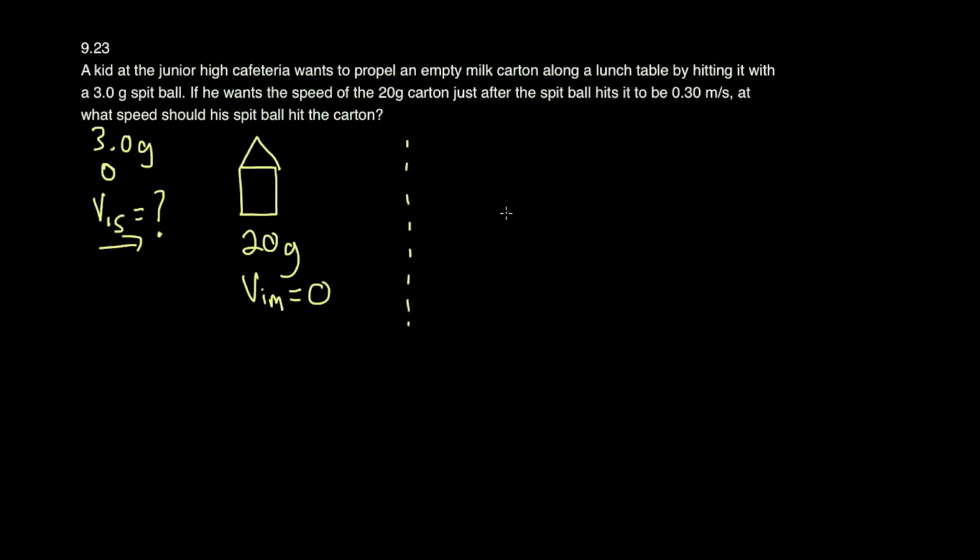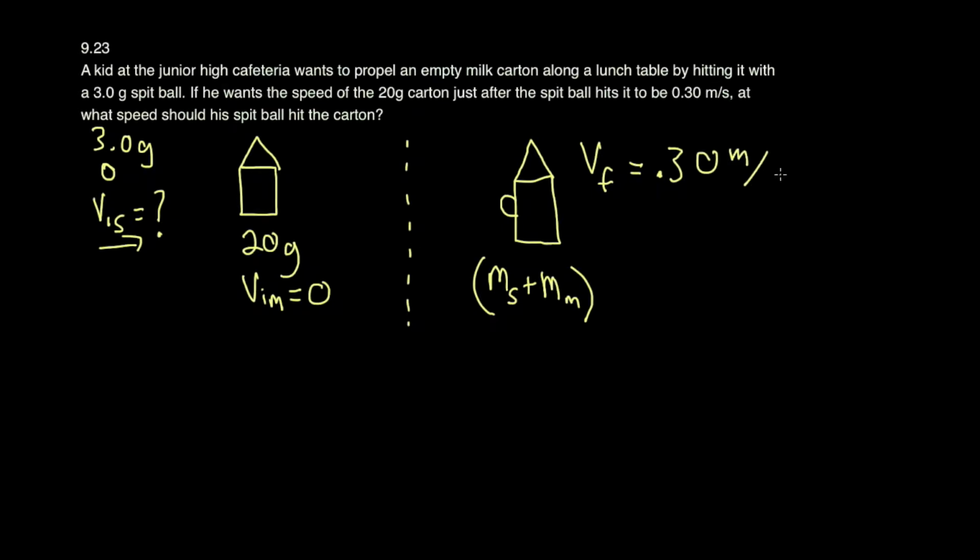Then the second part, we're going to have the milk carton and the spitball, right? Because the spitball is going to stick to the milk carton. And so the mass of this whole thing is going to be the mass of the spitball, M sub S, plus the mass of the milk carton, call it M sub M. And then we want it to have a final velocity, V sub F, and we want this velocity to be 0.30 meters per second.